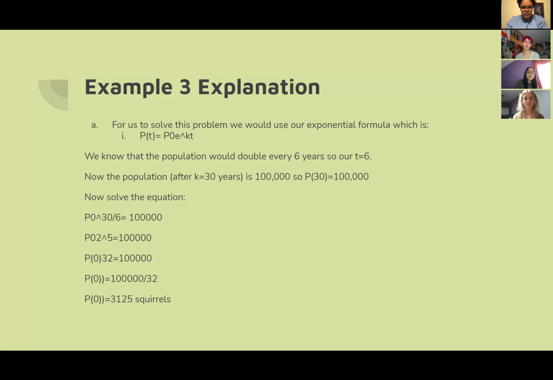P of 0 times 2 to the power of 30 divided by 6 is equal to 100,000. P of 0 times 2 to the power of 5 is equal to 100,000. P of 0 times 32 is equal to 100,000. Now we would divide both sides by 32 to get P of 0 by itself, which gives us P of 0 equal to 3,125 squirrels.